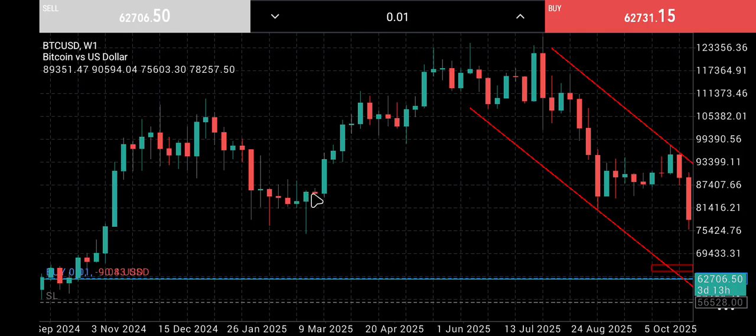Then we had another opening here. This small red candle that you are seeing. So this was the opening. Then this was the lowest point. The price got us while we were in that market during that candlestick formation. This is the lowest price.